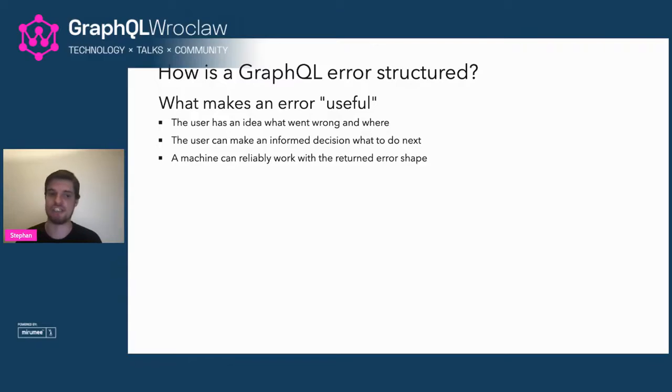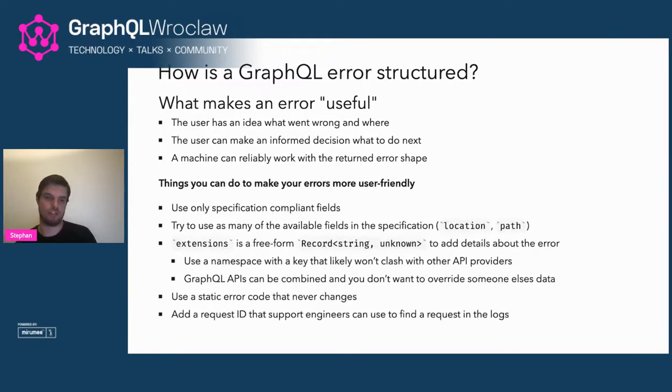Bonus points if a machine can reliably work with your error shape. For us, that's pretty important because we're an API-first company and we want customers to be able to integrate with our API and handle the errors with a system they have developed.